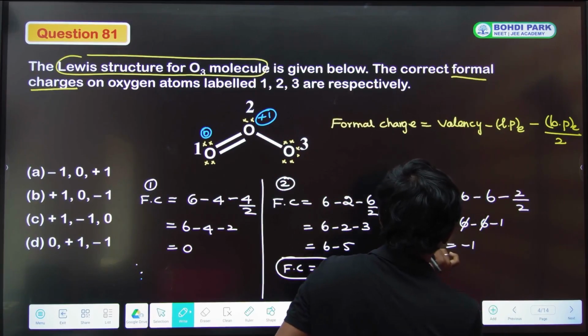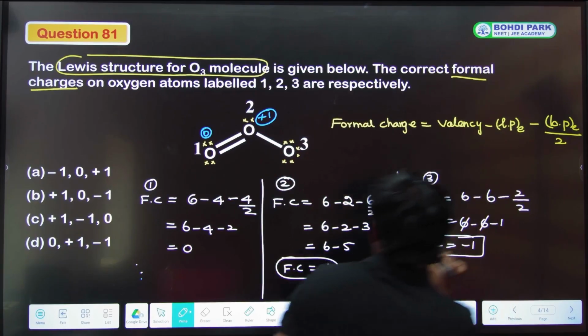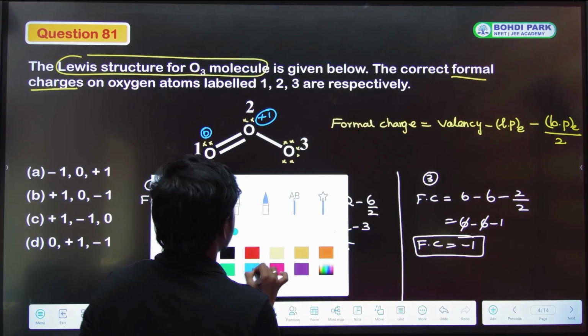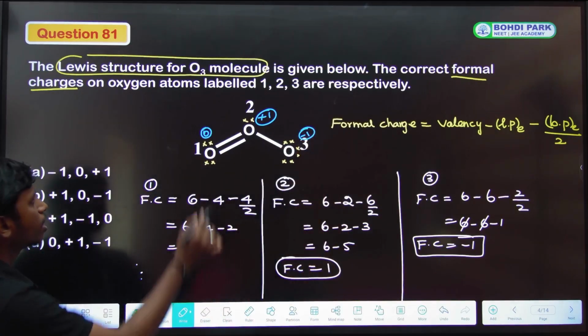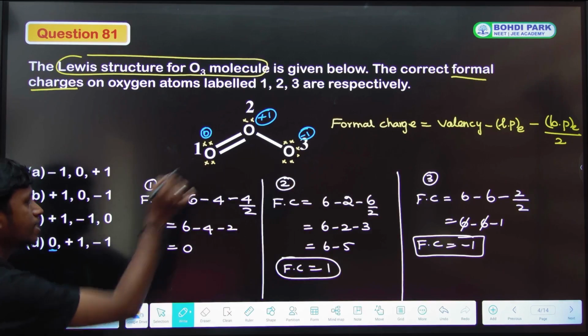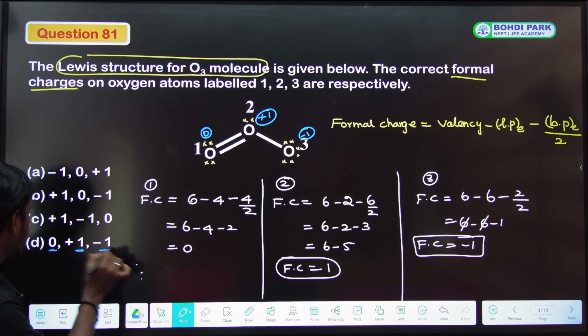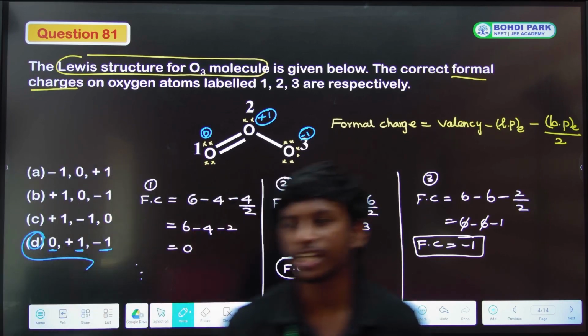So minus 1 is the formal charge of the oxygen number 3. Which will be the correct answer for the question. Second oxygen is plus 1, third oxygen is minus 1. Option D will be the correct answer.